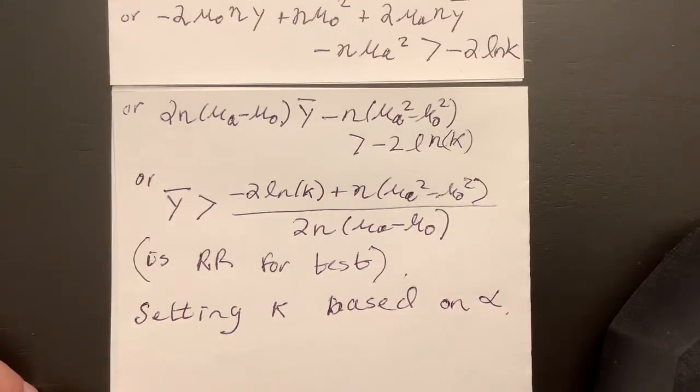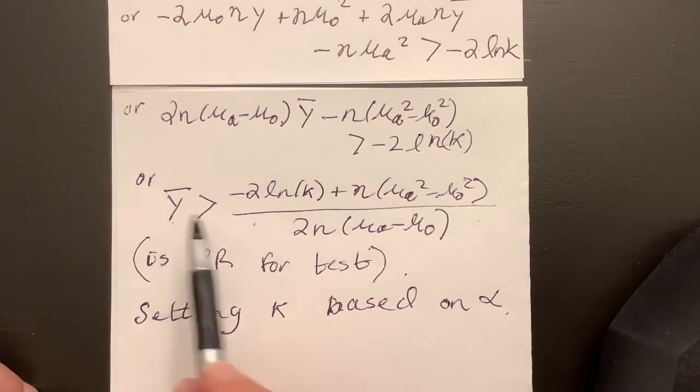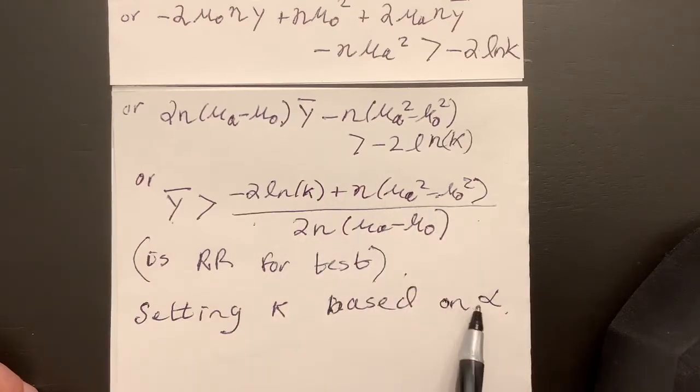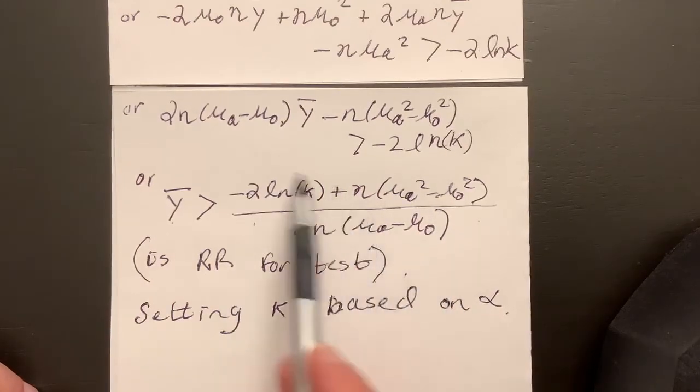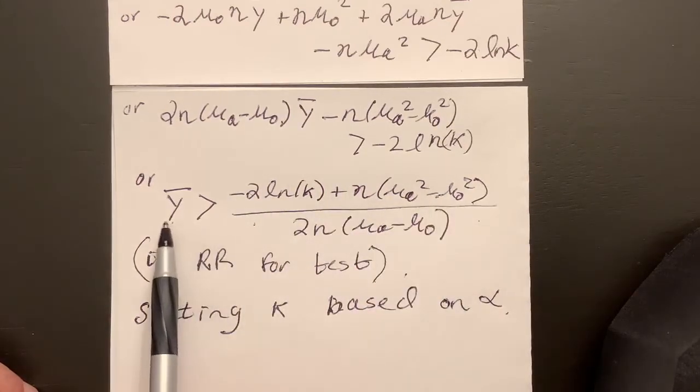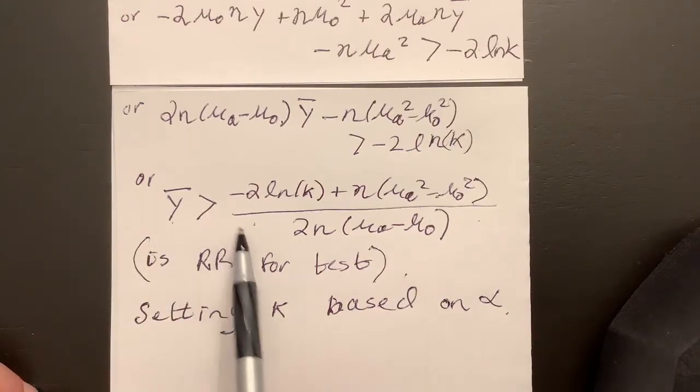Okay, how will we do this? Well, in fact, let's write this whole thing, just call it k star, okay? So this test, I'm going to set this based on alpha. I'm going to set this whole thing based on alpha, right? Because y bar has a normal distribution. So I really want to set this whole thing equal to what?